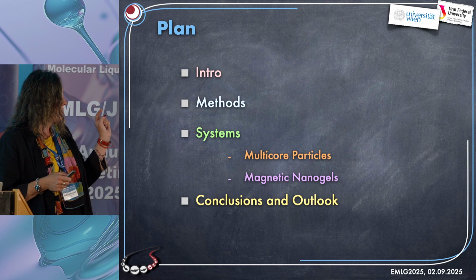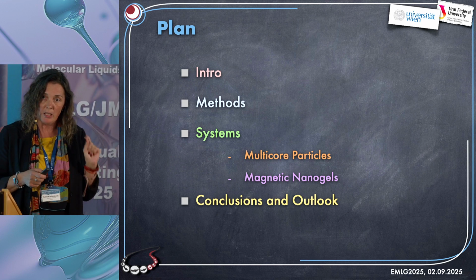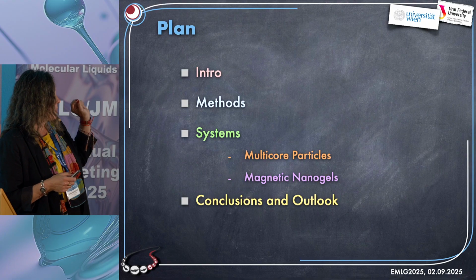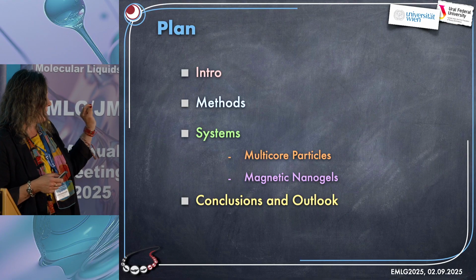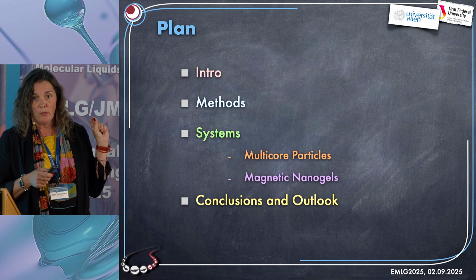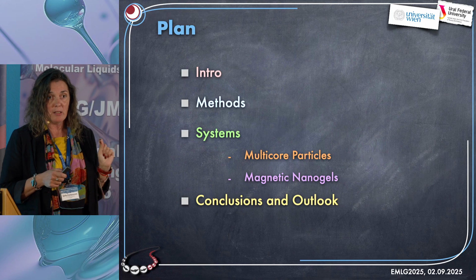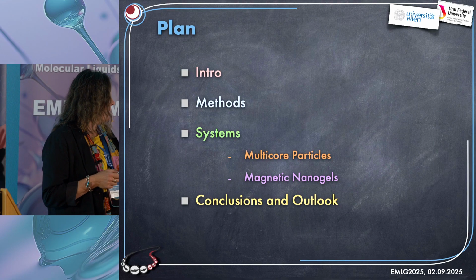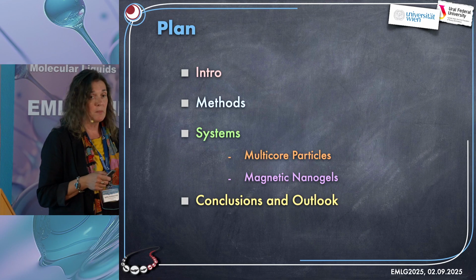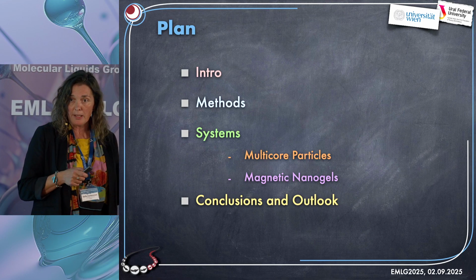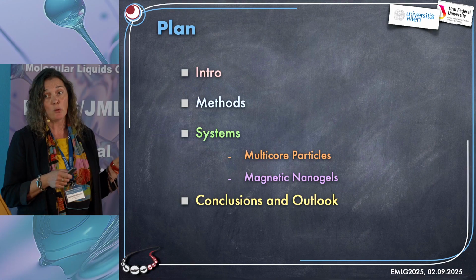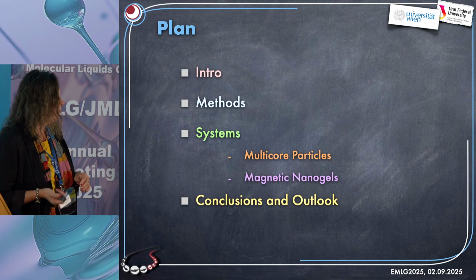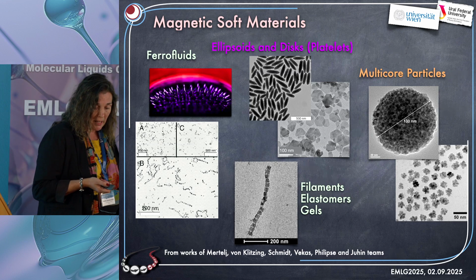I would tell you what magnetic soft matter is and why we think it is interesting. And there, I would also try to convince you what exactly needs to be done for it to be even more useful than it is now. Then I would introduce my methods. Then we would focus on two types of systems called multicore magnetic nanoparticles and magnetic nanogels. And then finally, conclusions and outlook. So, what is magnetic soft matter?